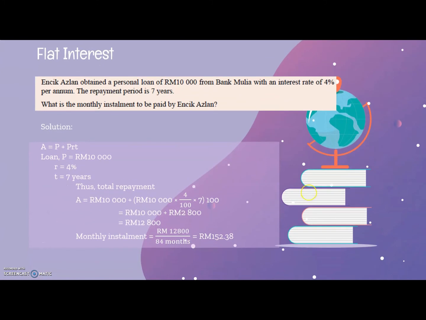Okay, this is the example for flat interest. Encik Azlan obtained a personal loan of RM10,000 from Bank Mulia with an interest rate of 4% per annum. The repayment period is 7 years. What is the monthly installment to be paid by Encik Azlan?